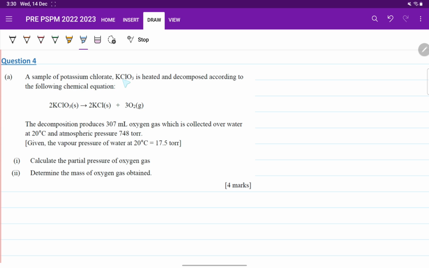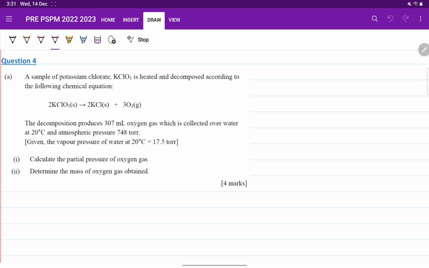A sample of potassium chlorate, KClO3, is heated and decomposed according to the following chemical equation. So this is the chemical equation given, and then it says that the decomposition produces 307 ml oxygen gas which is collected over water at 20 degrees Celsius and atmospheric pressure 748 torr. And then given the vapor pressure of water at 20 degrees Celsius is 17.5 torr.